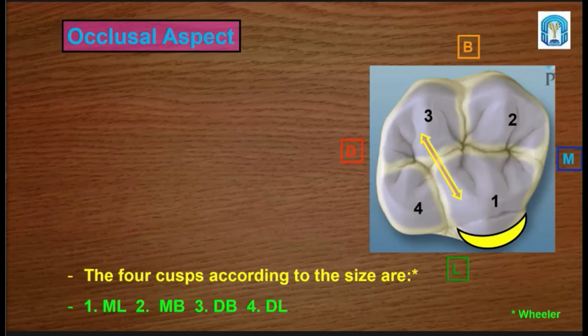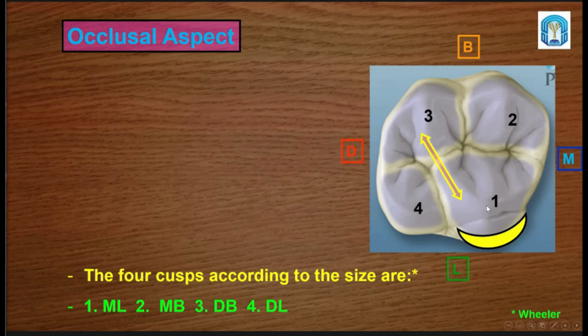Occlusal aspect, you see, the occlusal aspect is very nice. The four cusps, according to size, are mesiolingual, mesiobuccal, distobuccal, distolingual. You see, number one is the mesiolingual cusp. And the cusp of Carabelli is always present with the mesiolingual cusp. Number two is mesiobuccal. So it is going anti-clockwise. If you see this as 6 o'clock, 3 o'clock, 12 o'clock, 9 o'clock, right? So it is rotating anti-clockwise.